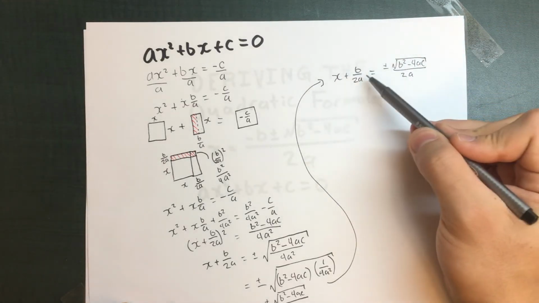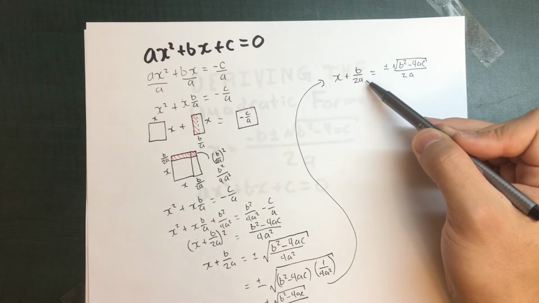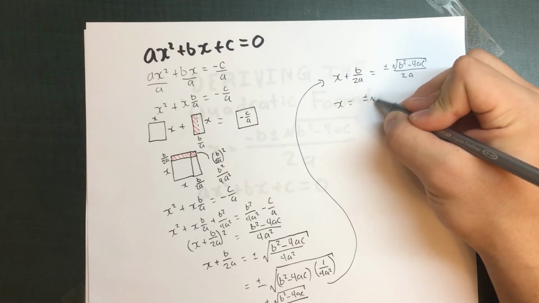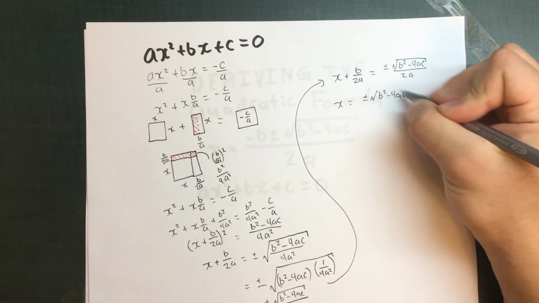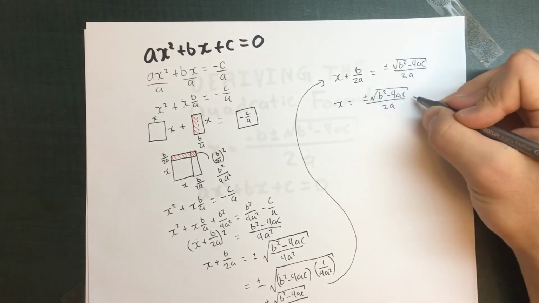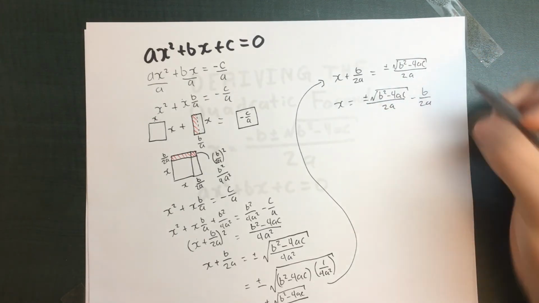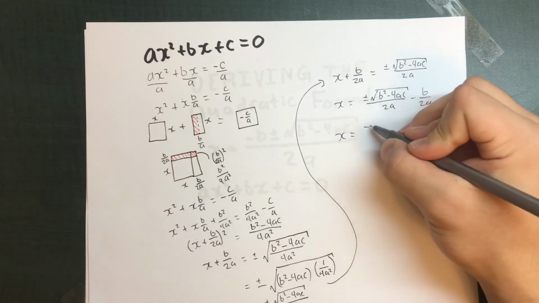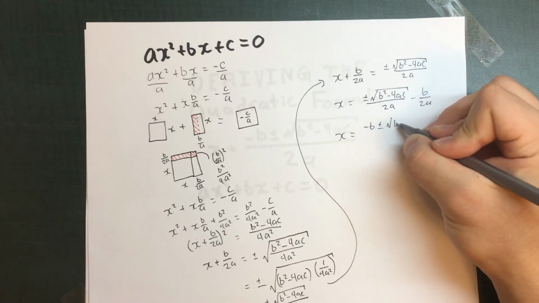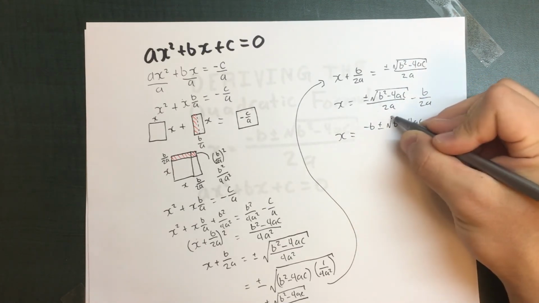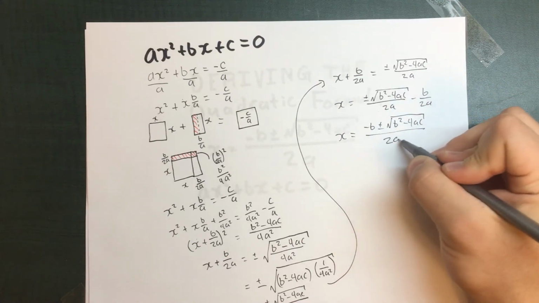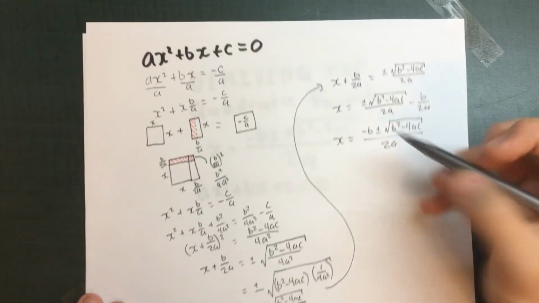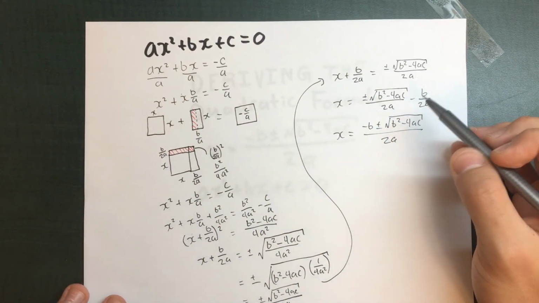So now we're solving for x, so we want to subtract b over 2a from both sides of the equation. So x is equal to plus or minus the square root of b squared, subtract 4ac, divided by 2a, subtract b over 2a. If we subtract these two terms, we'll see that x is equal to negative b plus or minus the square root of b squared, subtract 4ac, divided by 2a, which if we look at our first sheet, we'll see is equal to the quadratic formula. So this formula can be used to solve for the zeros or the roots of a quadratic equation.